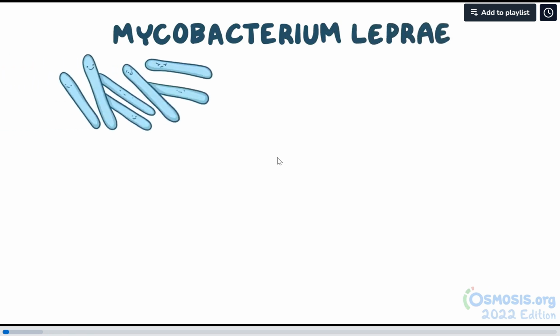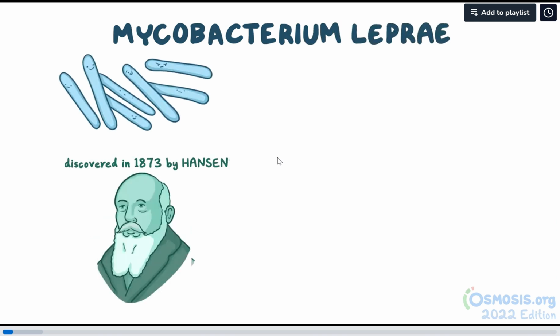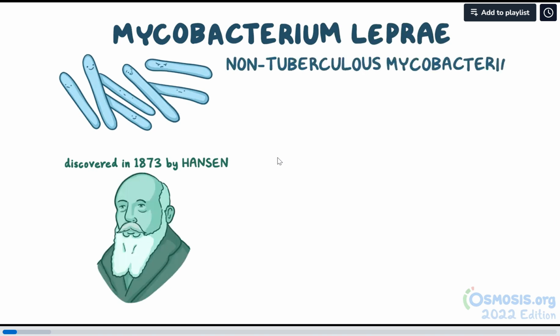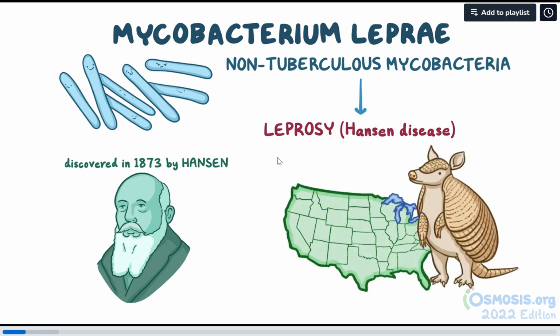Mycobacterium leprae is a rod-shaped bacteria which was first discovered in 1873 by Hansen. Mycobacterium leprae is a non-tuberculosis mycobacteria, and it causes a disease called leprosy, or Hansen disease. In the US, the animal reservoir for Mycobacterium leprae are armadillos.